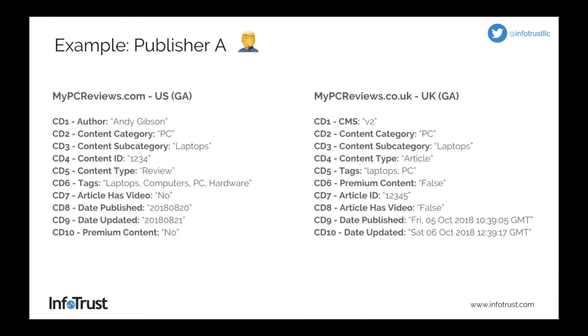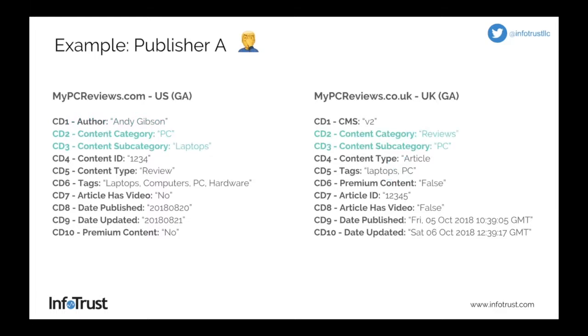In this case, they're actually using custom dimensions to collect some custom data points that they use for analysis, reporting, stuff like that. The US team is using author, content category, subcategory, ID, type, tags, etc. And the UK team is using some similar things, but some also different things. So US is using author. The UK doesn't have a concept of author that's being collected. So there is no way to compare the top authors from the US versus the UK, just not possible right now.